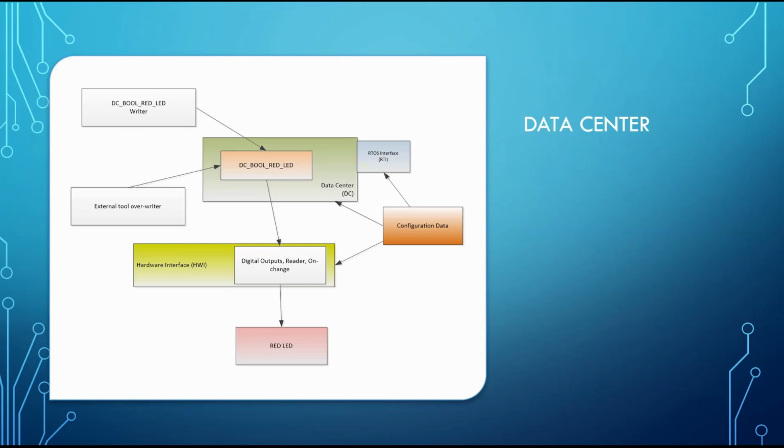Within the data center itself, the RTI relationship with the data center means that we'll have on-change events at the digital output software component so that when the write occurs that changes a value of the Boolean, we automatically push that change into the hardware interface and out to the pin.